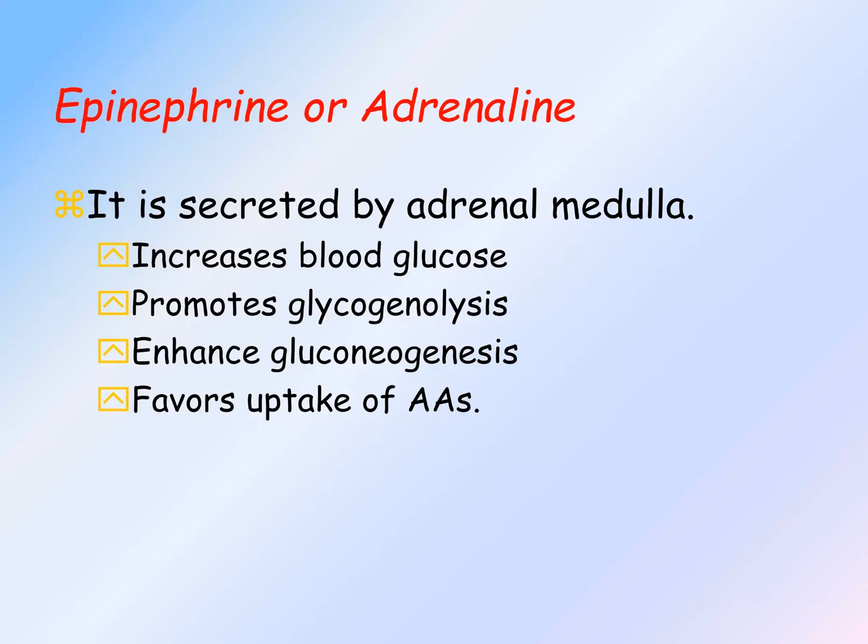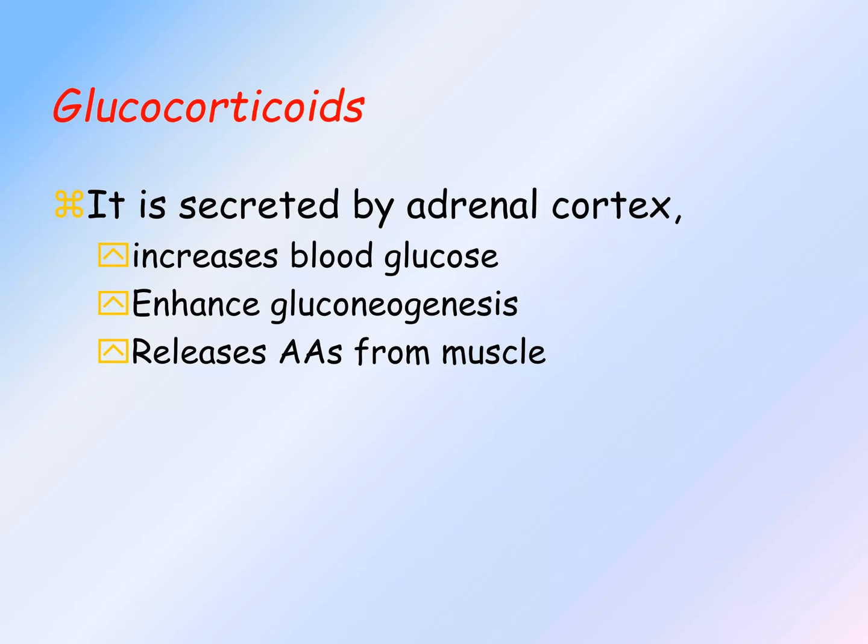Next to glucagon, epinephrine or adrenaline. It is secreted by the adrenal medulla, increases blood glucose, promotes glycogenolysis, enhances gluconeogenesis, and favors uptake of amino acids. Glucocorticoids are secreted by the adrenal cortex, increase blood glucose, enhance gluconeogenesis, and release amino acids from muscles. So briefly, I have given the points or keywords of each and every hormone involved in regulation of blood glucose.